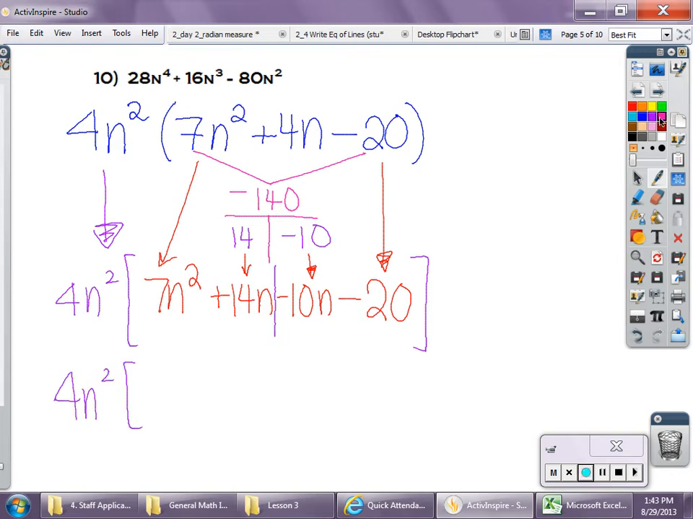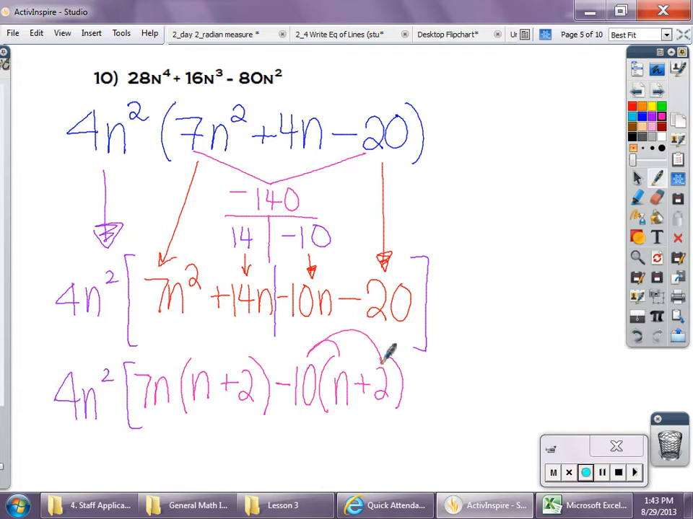My greatest common factor for my first two terms would be 7n. I have left over an n plus 2. My greatest common factor for the next term would have been 10, but because I want a positive n plus 2, I'm going to have to factor out a negative 10. And we double check that yes, that makes negative 10n minus 20. So I'm pretty much done.